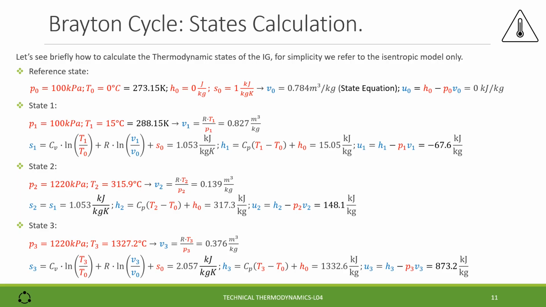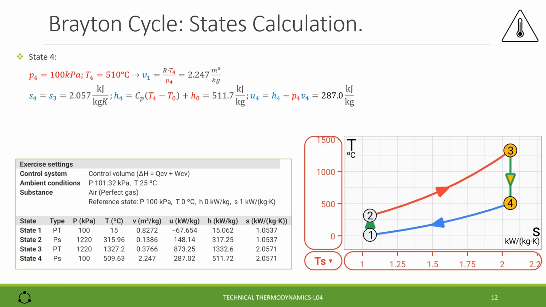For the sake of clarity, we express the given parameters in red and the calculated ones in blue. We summarize also the result in the table, which is produced by the software Thermonator, and also we represent the chart of the transformation.